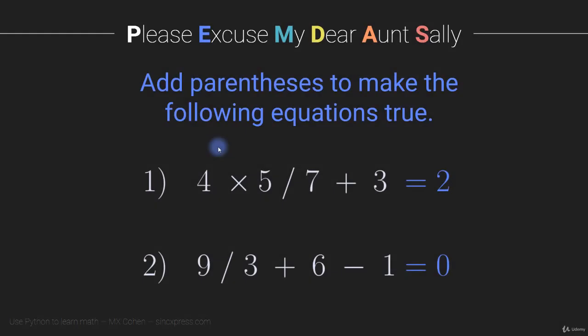Here are your 2 exercises for this video. What you see here is 2 exercises, and each one contains 4 numbers and 3 arithmetic operations. And I also give you 2 answers here. So what you need to do is write these expressions into Python. Actually, not the whole equation, just the first part, just the left-hand side of this equation. And then figure out a way to add parentheses to make the following equations true. So you need to add parentheses wherever appropriate to get this first expression equal to 2 and this second expression equal to 0.